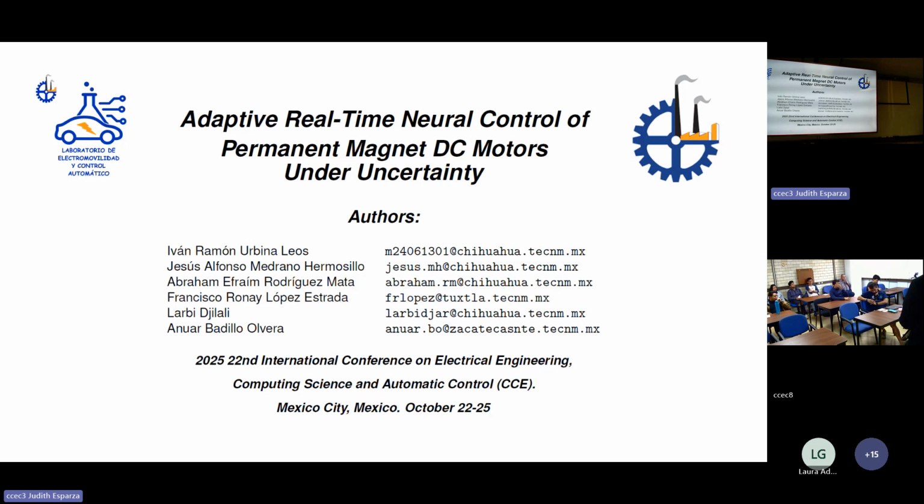How many layers does the neural network have? It's a single neuron, only one neuron. So you need the neuron and velocity to do control of position or only control of velocity? This controls velocity.